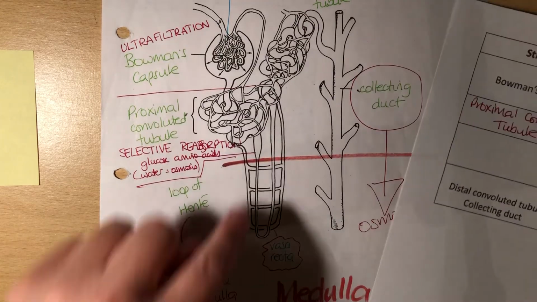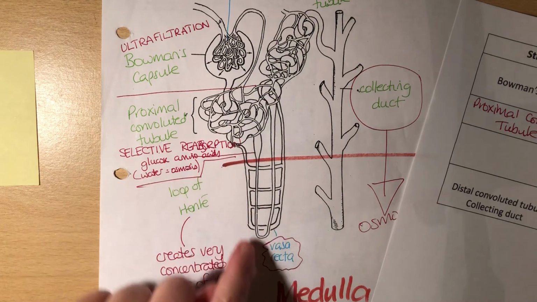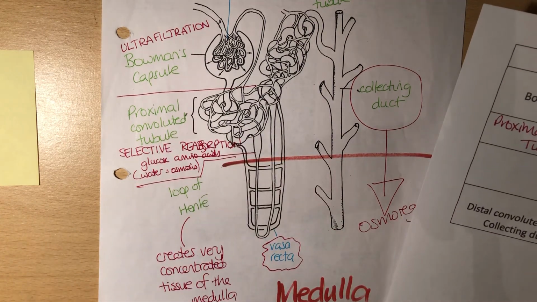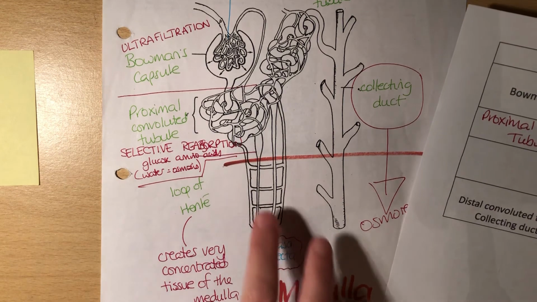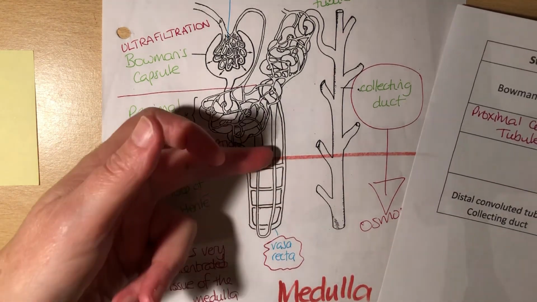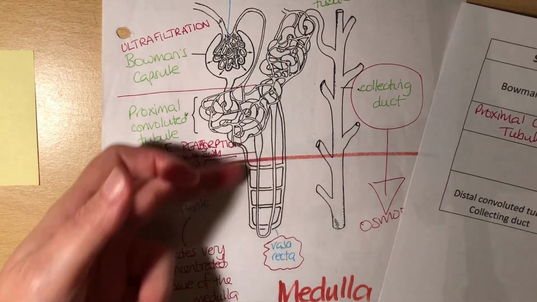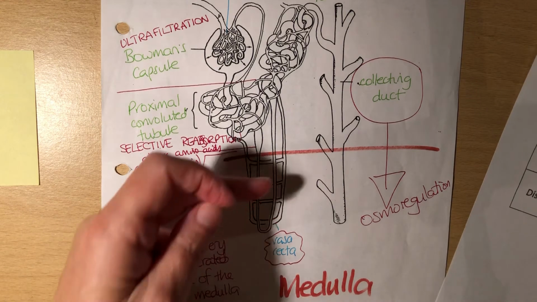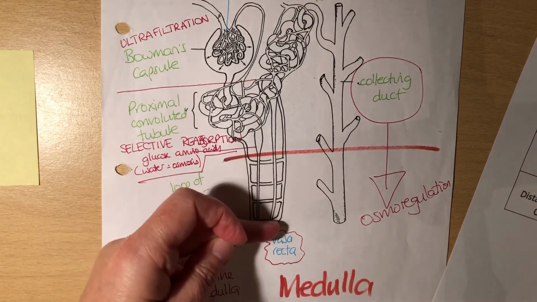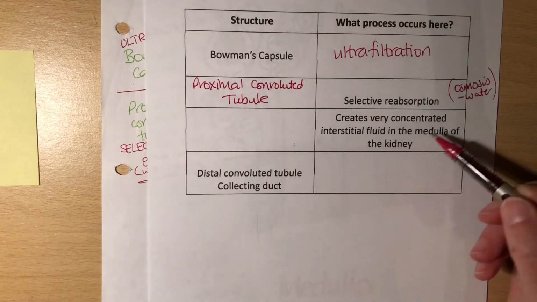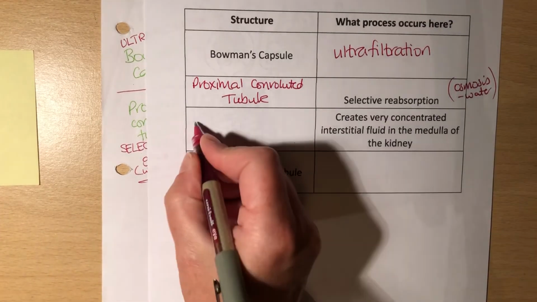The next part is the loop of Henle, and as we said, that is the bit that's responsible for moving salt out here, water moving out and into the blood. But what it does is it creates a fluid that's surrounding the cells here. The interstitial fluid of the medulla becomes more and more highly concentrated in salt. So that's the loop of Henle.